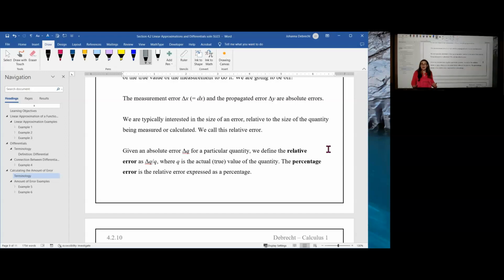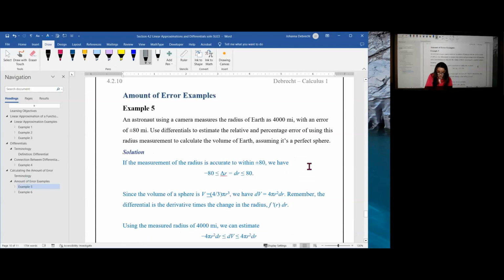But we may not know the true actual distance from here to the moon, so we'll have to approximate it using our measured value. The percentage error is when you take the relative error and multiply by 100. It's just the relative error expressed as a percentage. We want to take a look at this first error example.